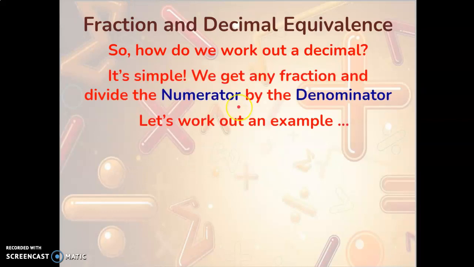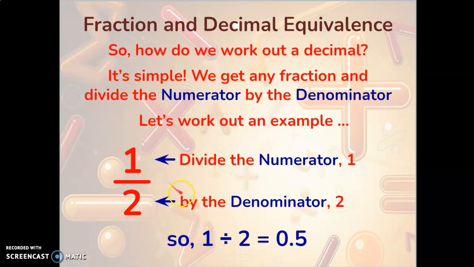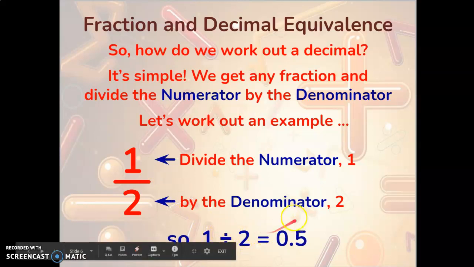how do we work out a decimal? We can get any fraction and divide the numerator by the denominator. So here's an example. 1 over 2. Divide the numerator, which is 1, by the denominator, which is 2. So 1 divided by 2 is 0.5.